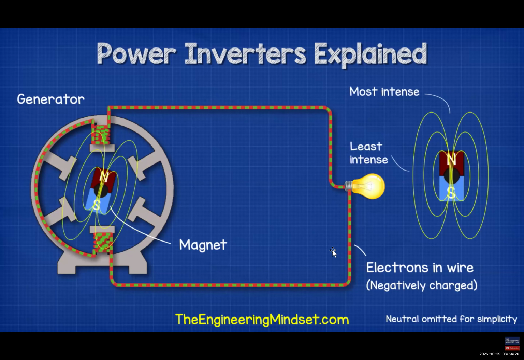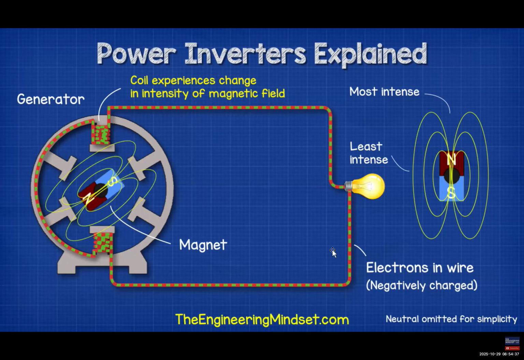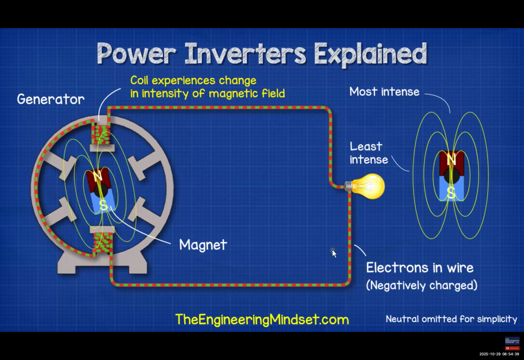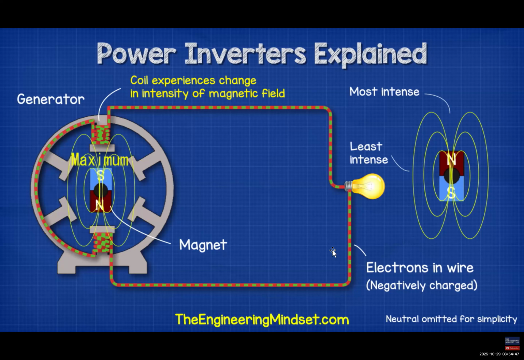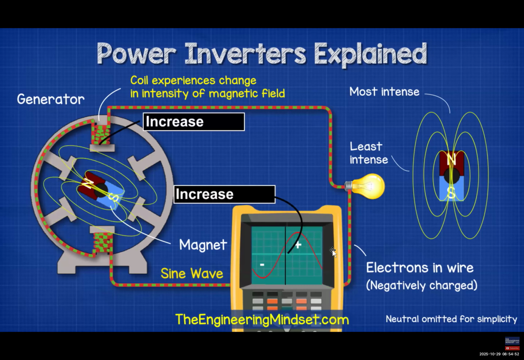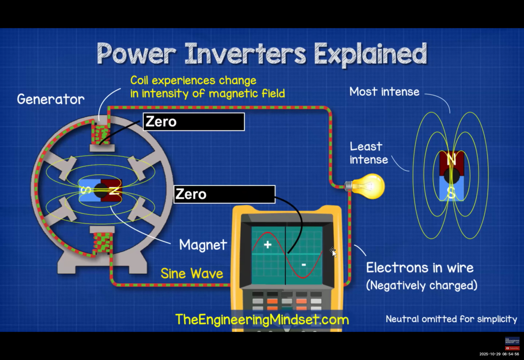The magnetic field of the magnet varies in intensity. So as the magnet rotates past, the coil will experience a change in intensity of the magnetic field. This will be from 0 up to its maximum intensity, and then as it passes the coil, it will decrease again back to 0. Then the negative half comes in and pulls the electrons backwards with the same change in intensity. Each full rotation of the magnet will therefore produce this wave pattern known as a sine wave.